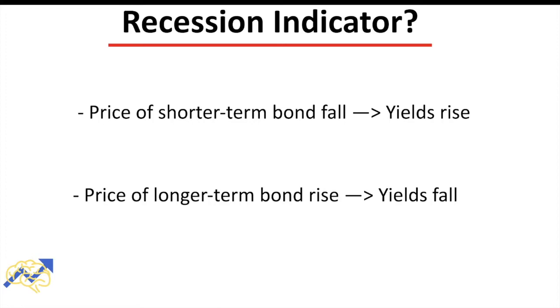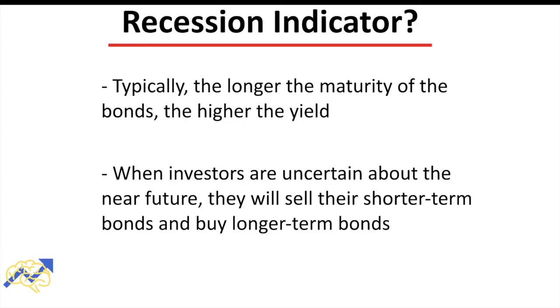And to recap, why is this so? Because typically, the longer the maturity of the bonds, the yields on the longer term bonds tend to be higher than yields on shorter term bonds. Because investors will be expecting to be paid a premium for locking their cash away for a longer period of time. But this all changes when investors are uncertain about the near future.